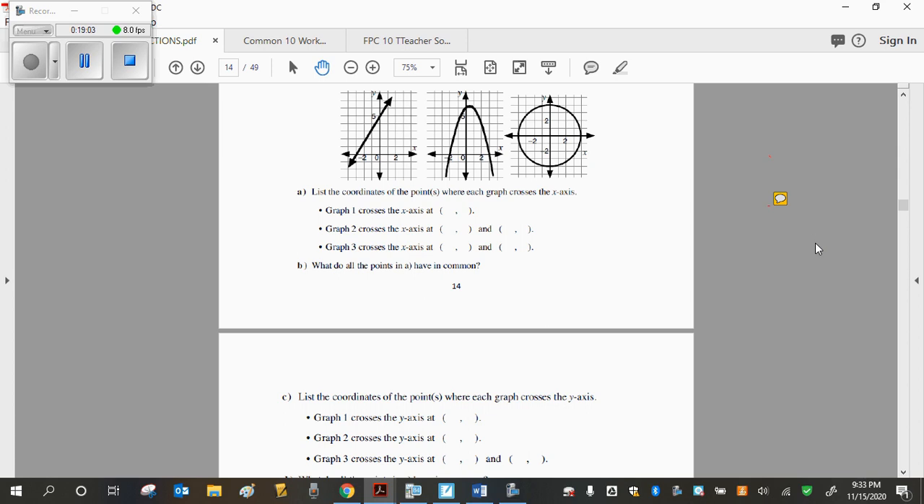Okay, so top of page 15, make sure you're on the right track. This is graph 1. We're now going to the y-axis. The y-axis goes vertical. And where does this hit the y-axis? At 0, 5, or 5 up. And the next one is at 0, 6, or 6 up.